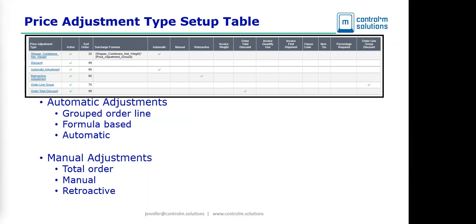Manually assigned adjustments will be the total order, the manual, and the retroactive. The order total is assigned on the entire order. The manual adjustment is assigned on the line items, and the retroactive adjustment is only handled from the accounts receivable invoice screen.